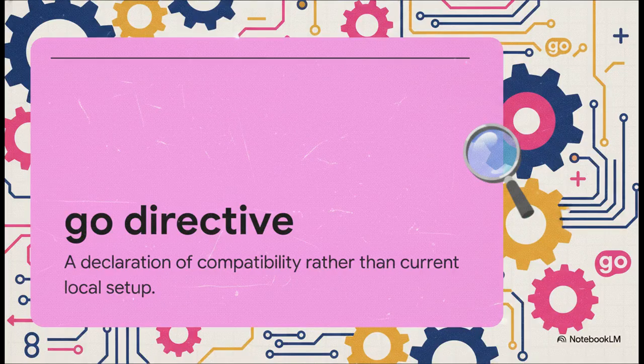So here is the crucial mental shift we need to make. That go directive in your module file, the line that says go 1.25.0, isn't a reflection of your local hardware setup. It's a strict compatibility contract. It's telling the entire ecosystem, hey, this codebase only uses language features and standard libraries that existed as of Go 1.25. It guarantees that an older compiler won't just choke on some brand new syntax that was released yesterday.